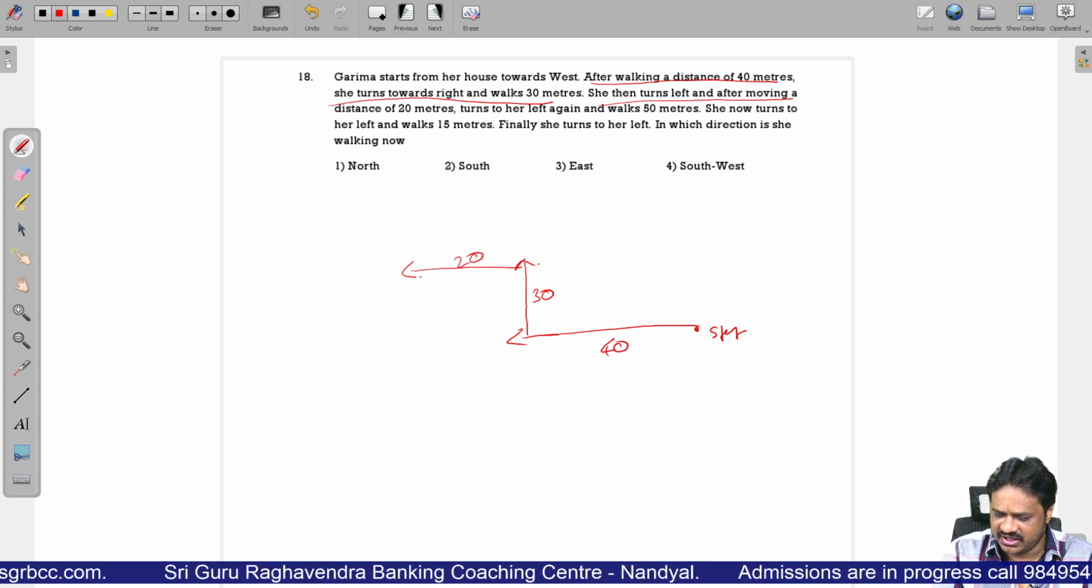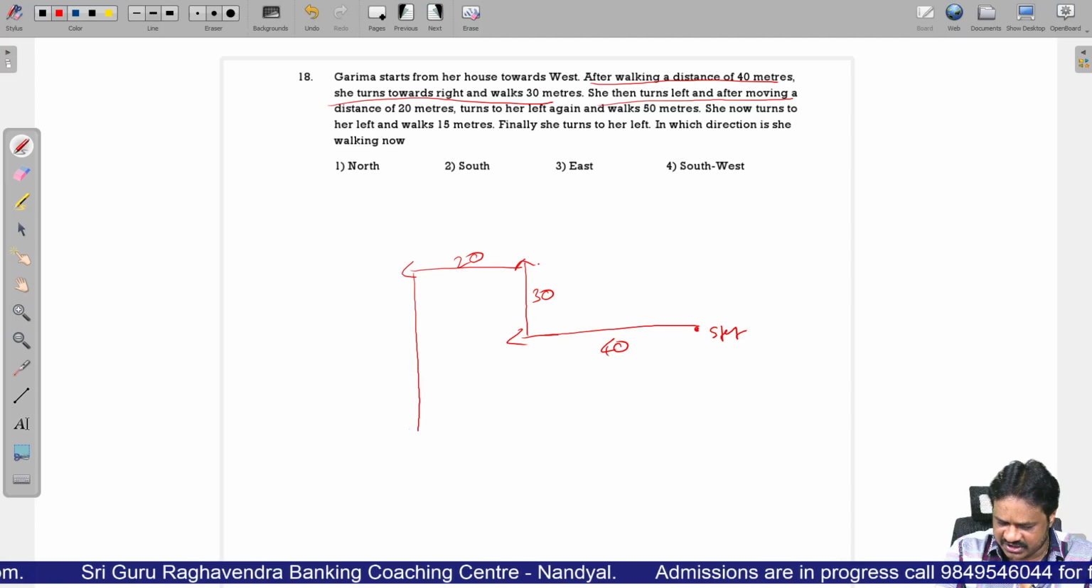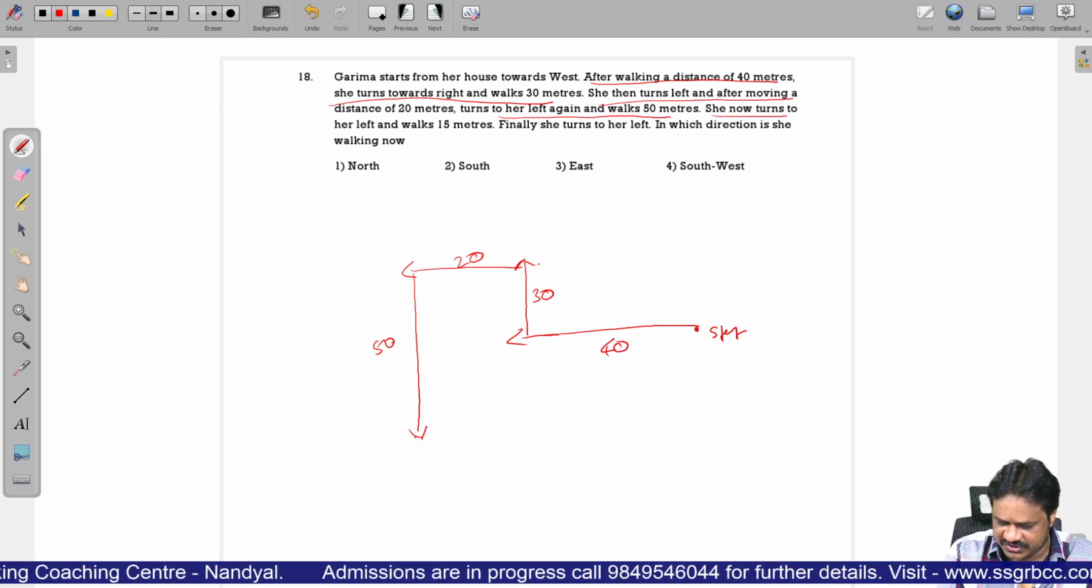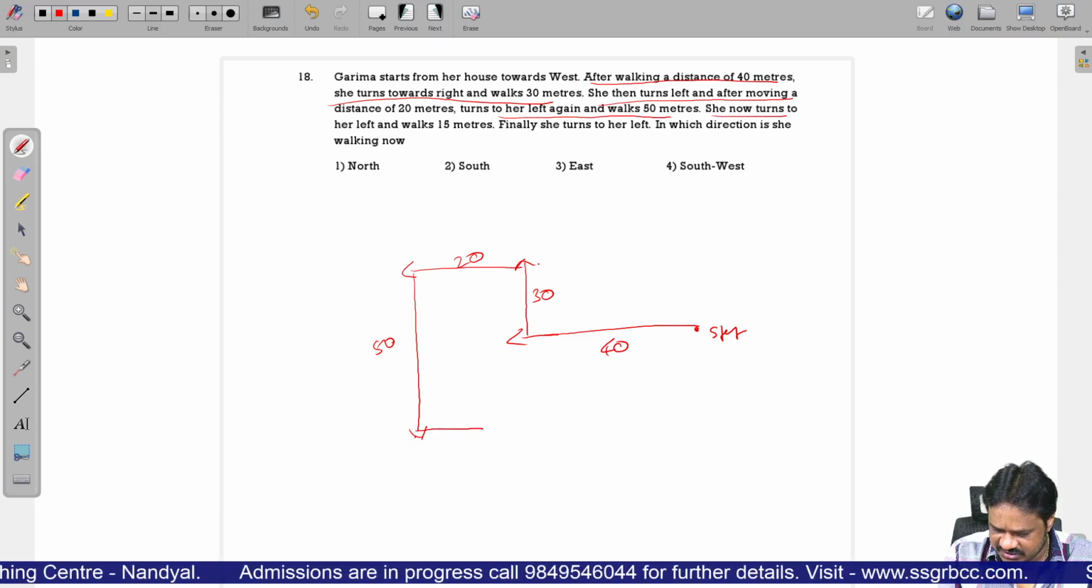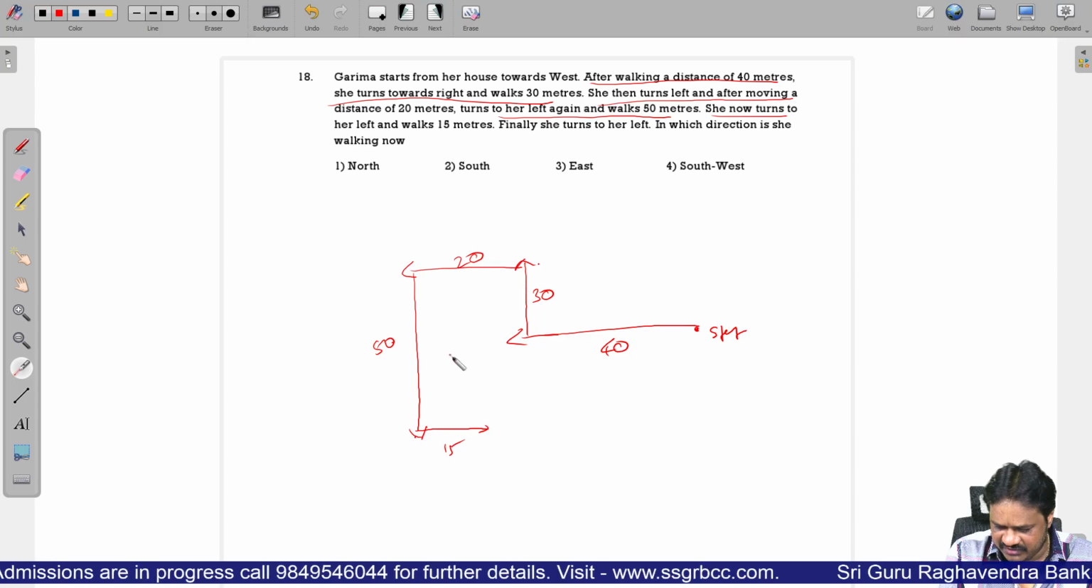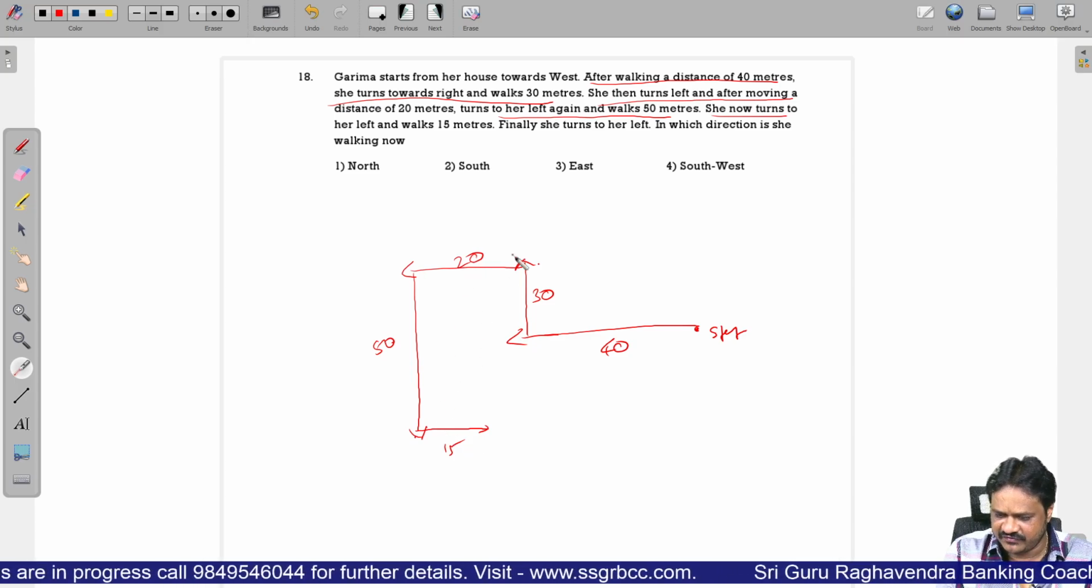Now again turning left, that means it is coming to the south. Now walking a distance of 50 meters. Now she turns to her left. This is south facing, and turning left means turning towards the east. She walks a distance of just 15 meters. See, this is a 20 meters line, and I am drawing one small line, which should be small compared to this, 15 meters.